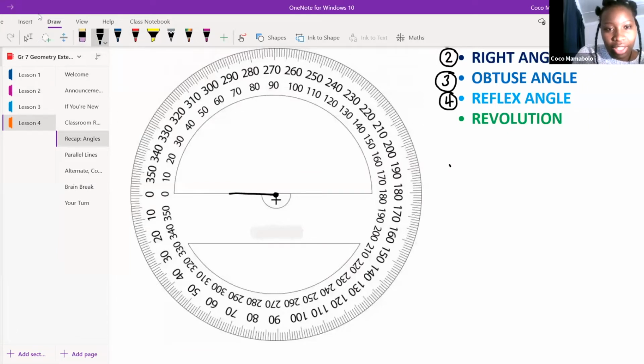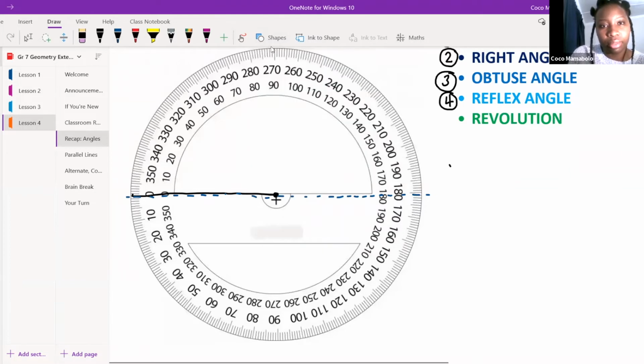Okay, so from the vertex, let's go with the line. There we go. All right, Masichaba, a reflex angle is greater than 180 degrees, but less than 360. So I'm going to draw like a dotted line. It needs to be greater than 180, but smaller than 360. Good. So that means pick an angle for me. Which angle would you choose?